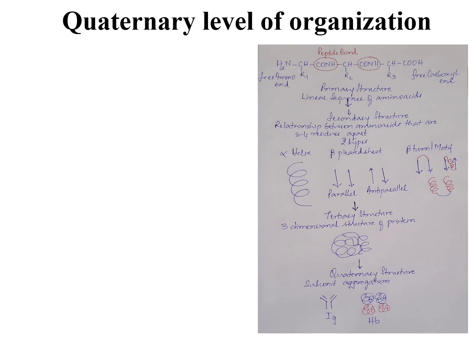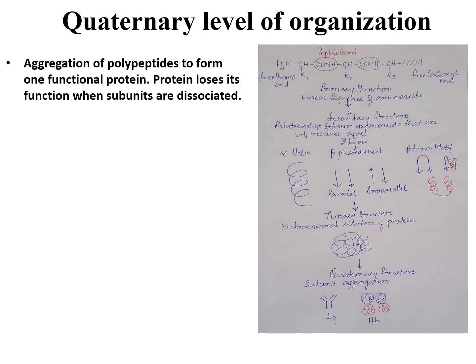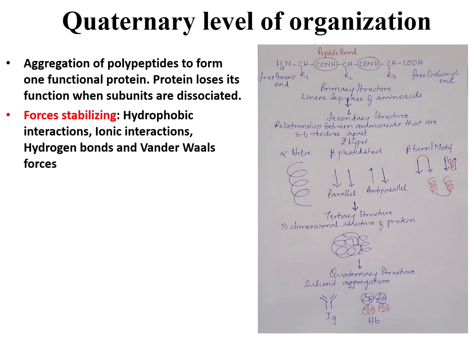The last one is the quaternary level of organization of proteins, and this mainly represents aggregation of polypeptide chains or subunits to form one functional protein, and the protein loses its function when the subunits are dissociated. So this is a characteristic feature of quaternary structure of proteins. The stabilizing forces include hydrophobic and ionic interactions, hydrogen bonds, and weak van der Waals forces.